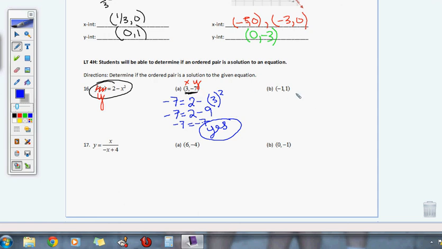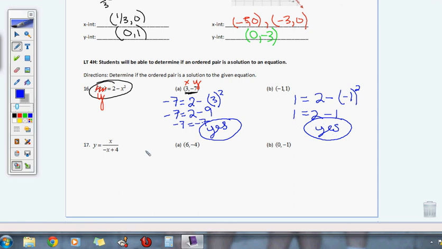All right, so here we go. Try it again. Our y value is 1 this time. 1 equals 2 minus, be very careful here, (-1) squared. So when we do the squaring correctly, (-1) squared is actually 1. And does 1 equal 2 minus 1? It absolutely does. So this is also a solution. Sometimes there's more than one.